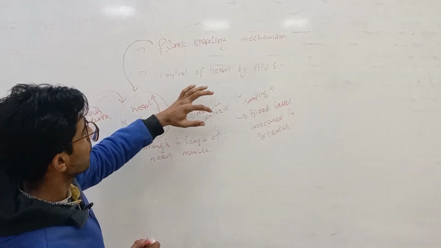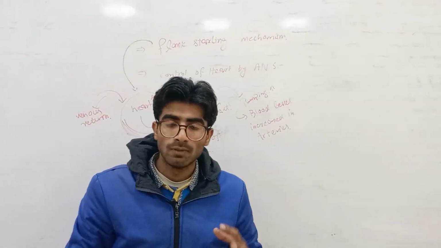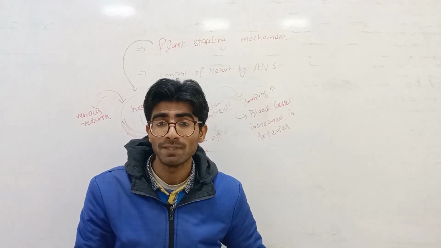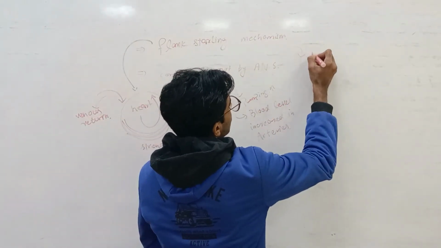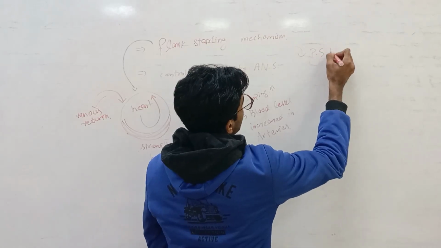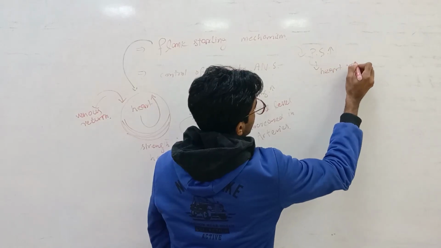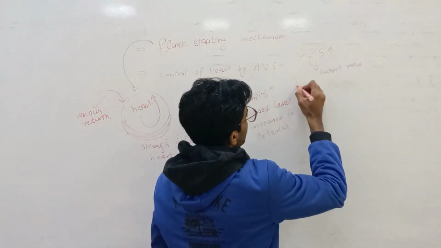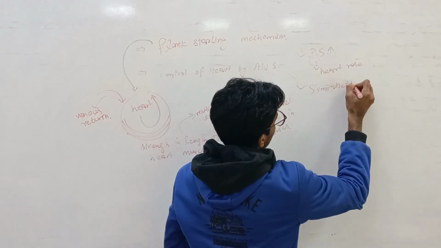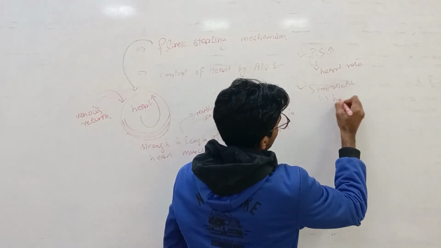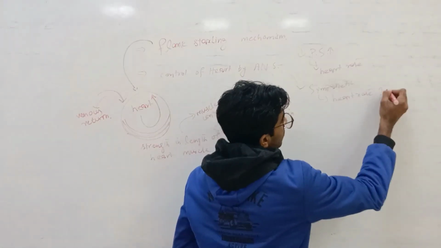Now, control of the heart by the autonomic nervous system. The autonomic nervous system has the parasympathetic and the sympathetic. When the parasympathetic is stimulated, it decreases the heart rate. When the sympathetic is stimulated, it increases the heart rate 100%.